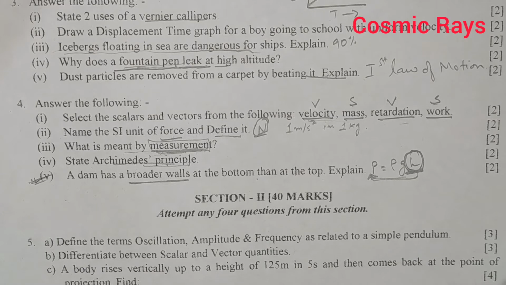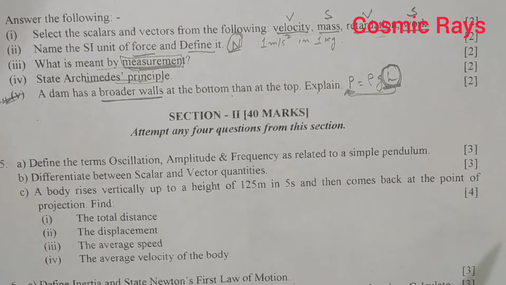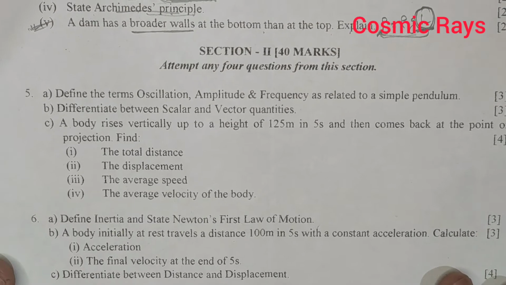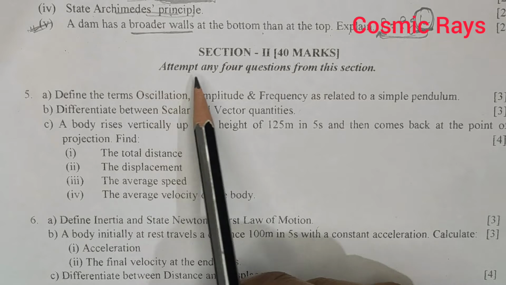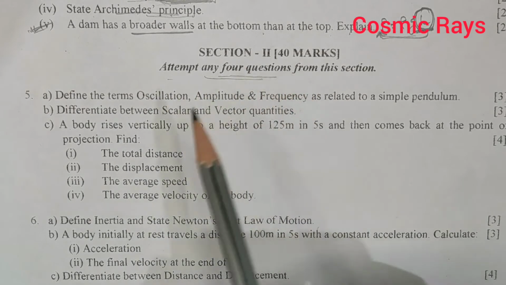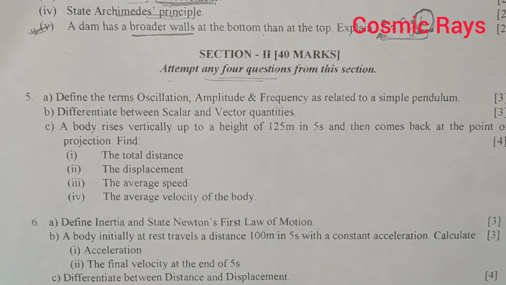Now going to section 2 of the question paper, section 2 says we have to attempt any 4 questions from this section. Now this is of the board pattern.